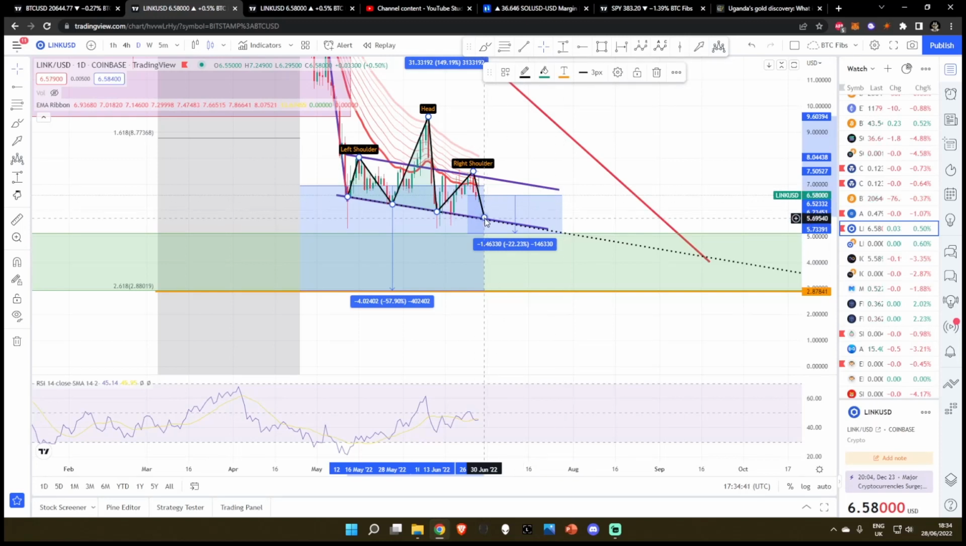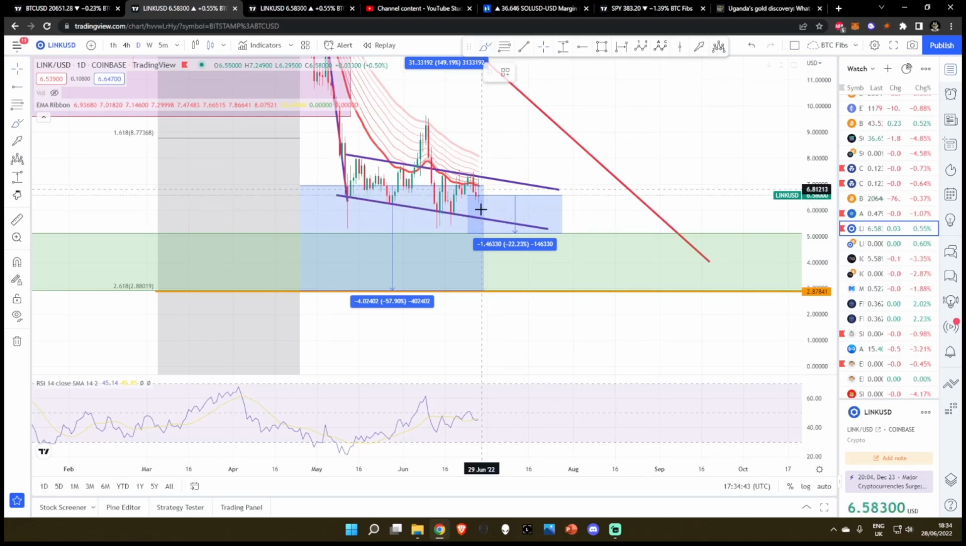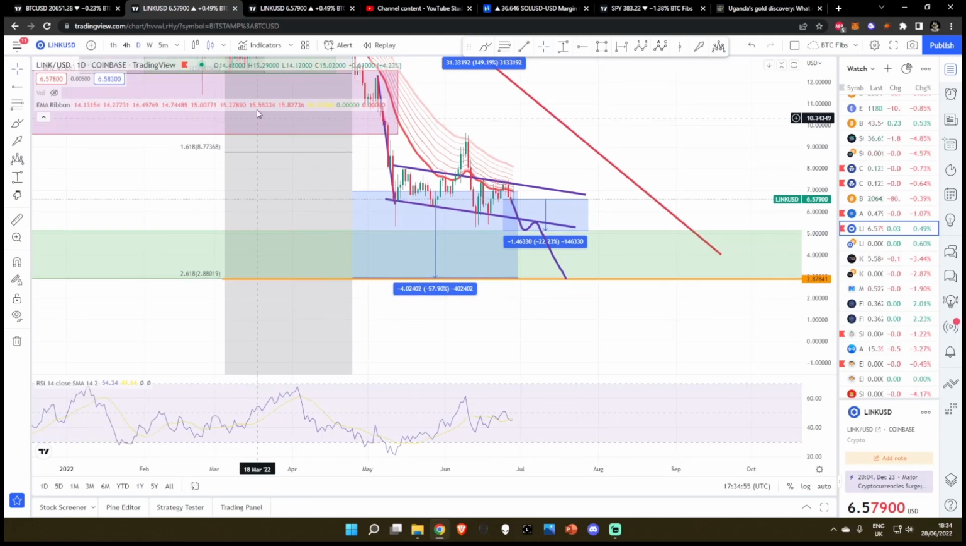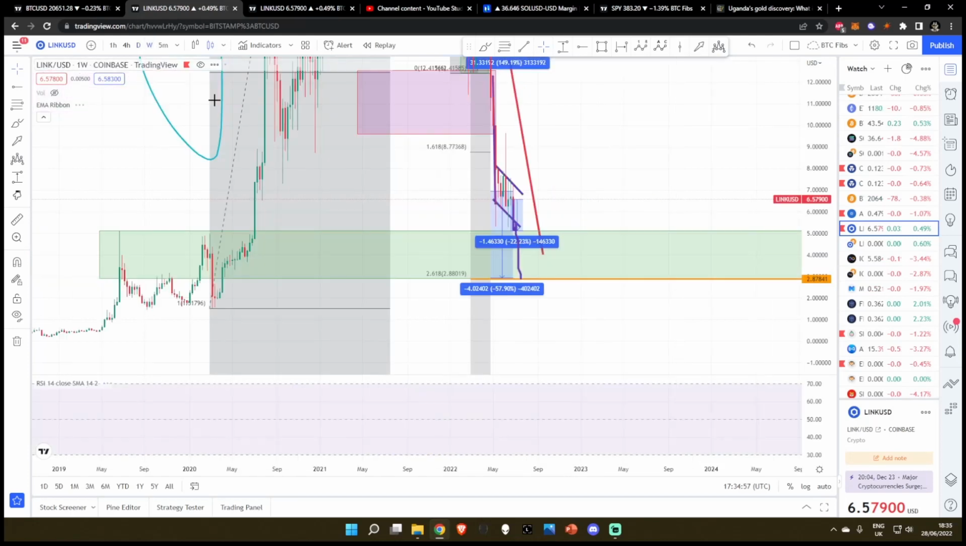This would be meaning after we break below 567, we could do something like this, touch off the box, come back up, and then break that back down. So I'm actually going to keep this line on the chart because this is what I see panning out in the next couple of weeks, in the next month or so. That being said, that is the daily time frame for Chainlink.